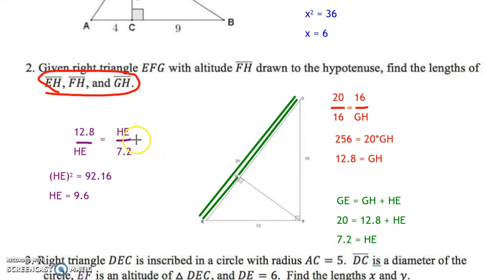In this last one, oh, you might have noticed that this is HE, but this should not say HE, so I will magically change that. Boom! There we go. HF is the altitude, and we know that we're using the altitudes rule to find it. So HF is the altitude that we're looking for, and we know that 12.8 is this piece right here, and we know that 7.2 is the remainder right here. That's the other part. So we cross multiplied, solved 9.6.